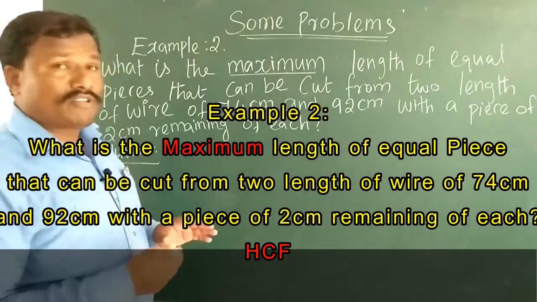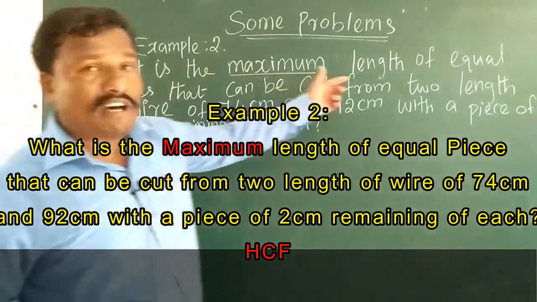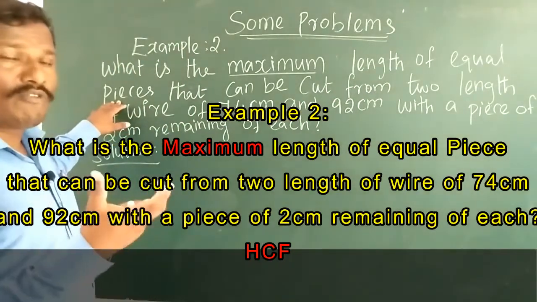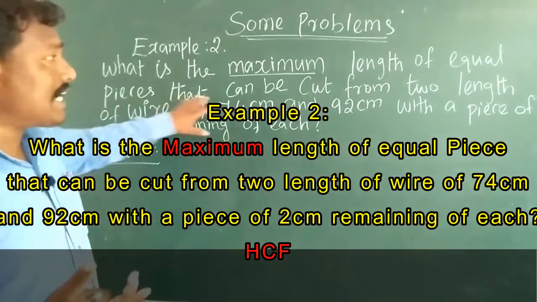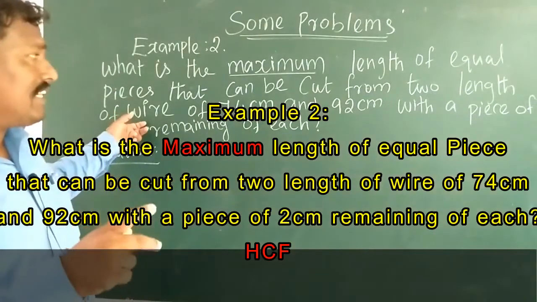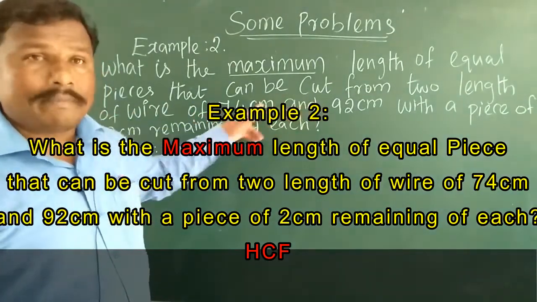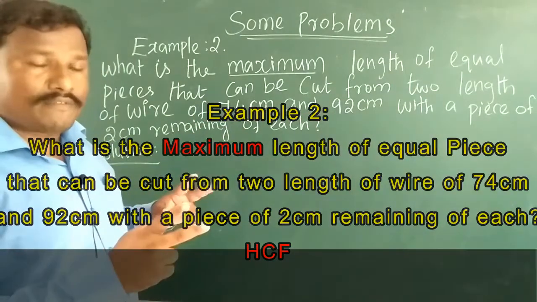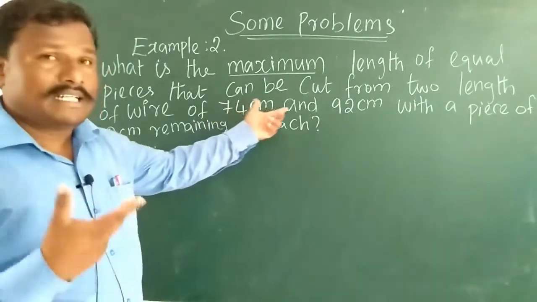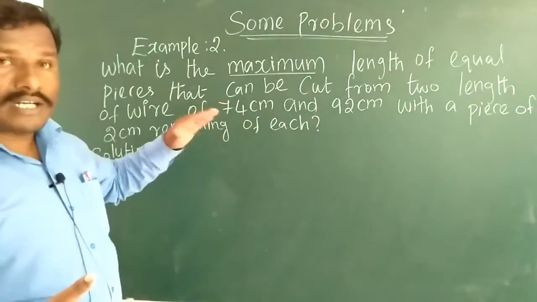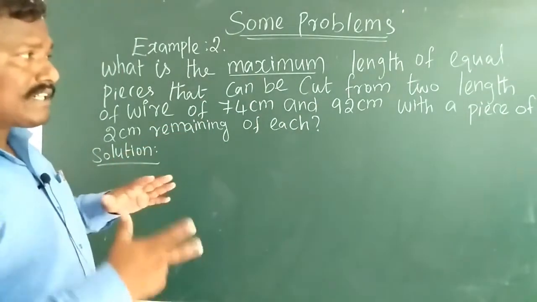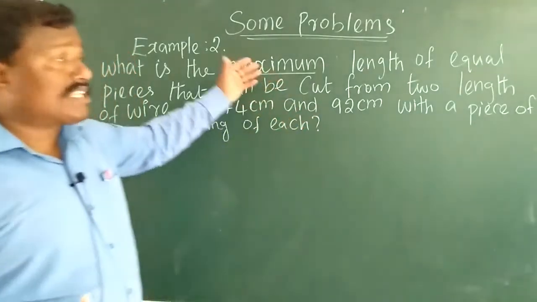So what is the question? What is the maximum length of equal pieces that can be cut from the two lengths of wire, 74 centimeter and 92 centimeter? If you cut that wire, one piece 74 centimeter, another piece 92 centimeter, into equal lengths, what is the maximum length?